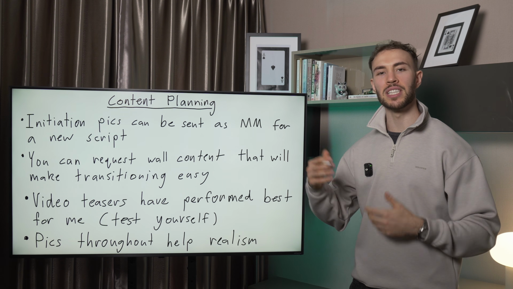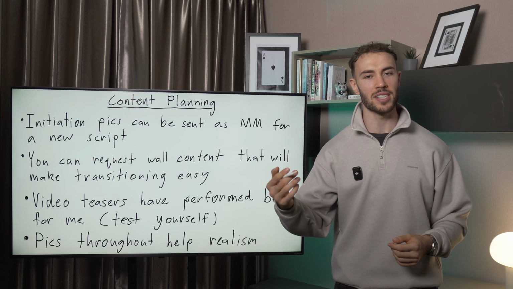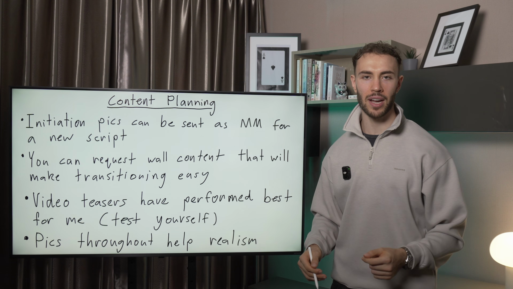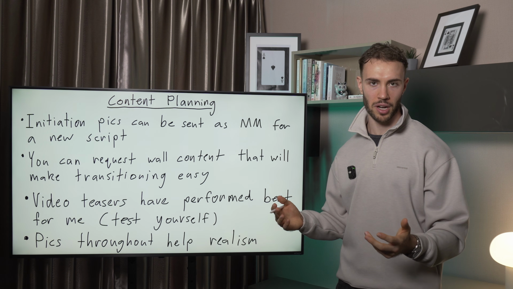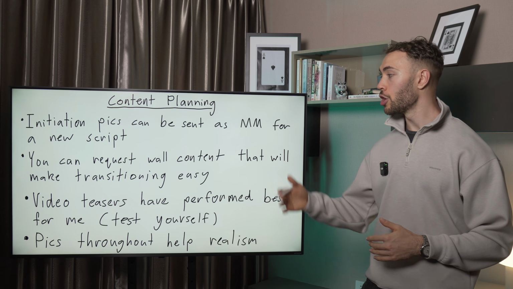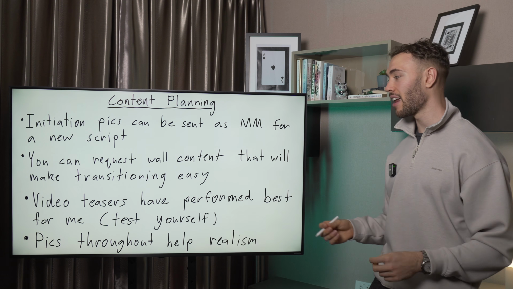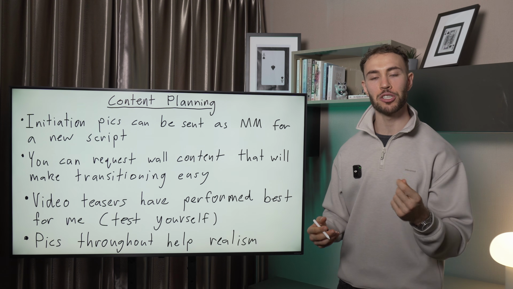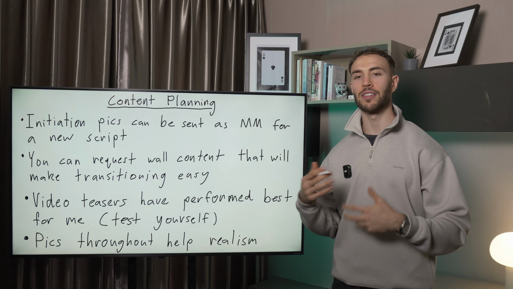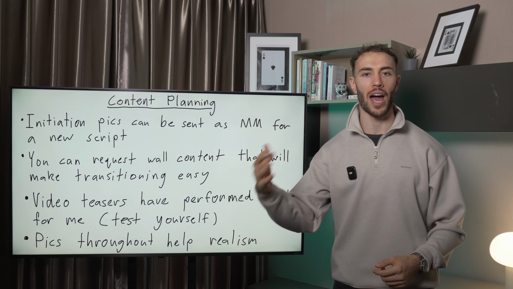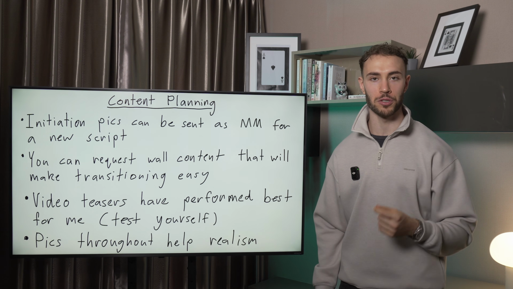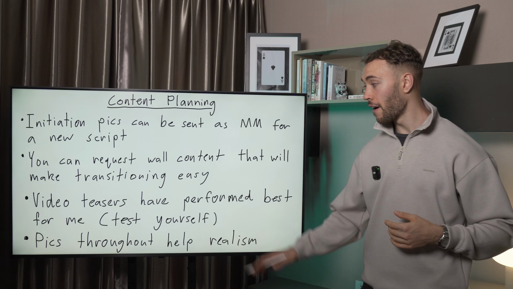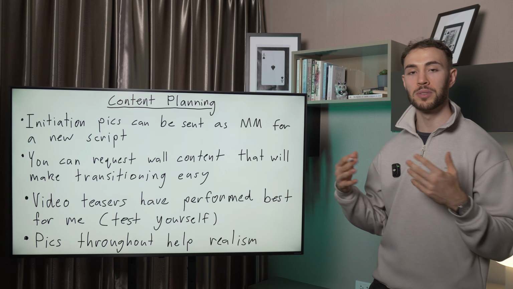They can just be pictures in different poses. One could be a mirror selfie, one could be lying flat on the bed. Try to make them look different so it doesn't seem like the same night every single time. On the topic of transitioning, you can request wall content that may help you to transition into your sequence. Something like the creator getting a new toy, a new outfit, something happening, and then that ties in to the story of your sequence.